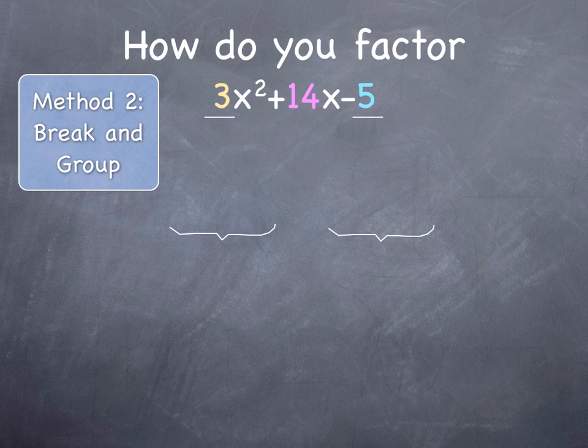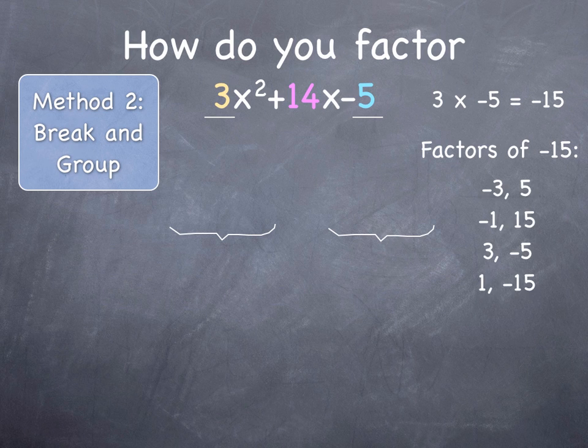The first thing that I'm going to do is look at the first coefficient, that's the coefficient on 3x squared, and the last term, the negative 5. And I'm going to multiply those two numbers together. 3 times negative 5 equals negative 15. Now I'm going to focus on that negative 15, and I'm going to ask myself, what are the factors of negative 15? And I can list out some of those factor pairs. Negative 3 times 5, negative 1 times 15, 3 times negative 5, 1 times negative 15.